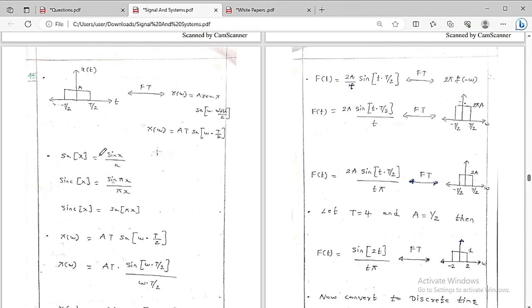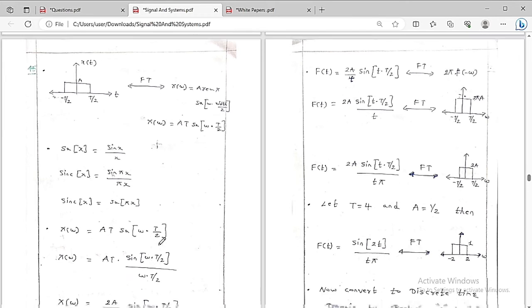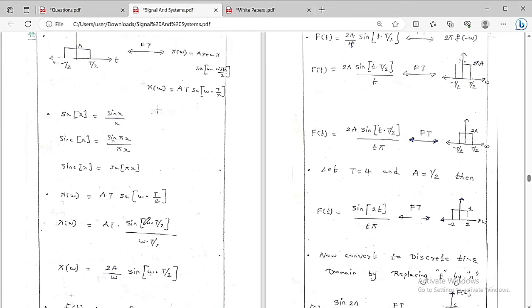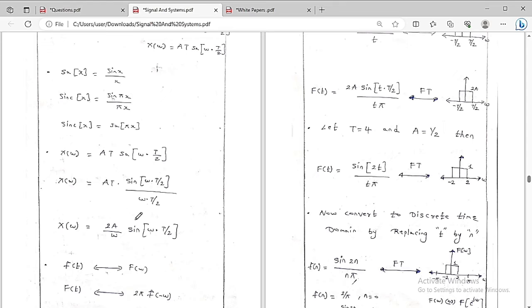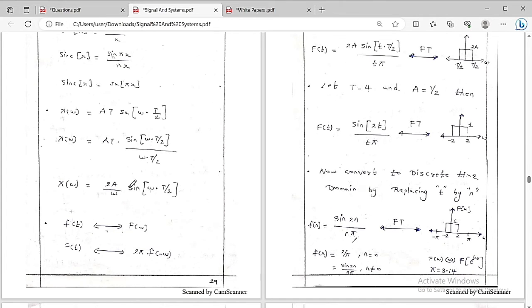Sa means sampling function. Then what is X of omega? X of omega is equal to A T into Sa of omega into T by 2. Sa of x is sin x by x, with x equal to omega into T by 2. So sin of omega T by 2 by omega T by 2. If you simplify it, T cancels, and finally we get 2A by omega into sin of omega T by 2. This is the value that we get.